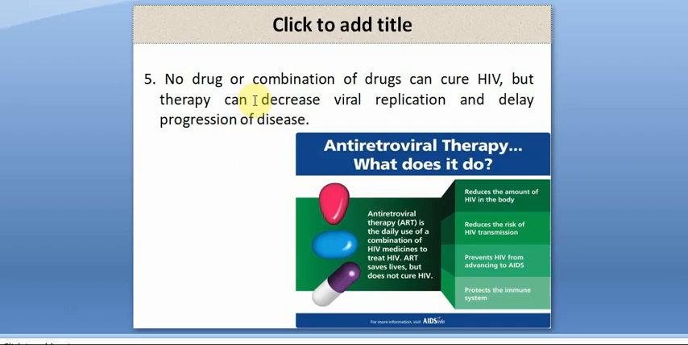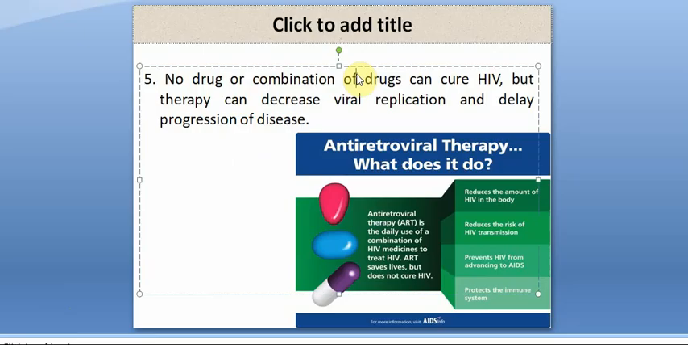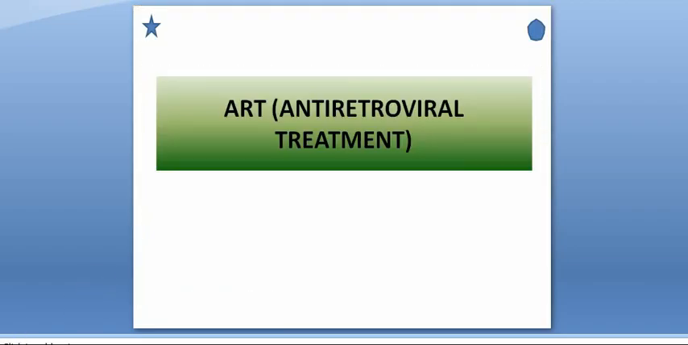Next, no drug or combination of drugs will cure HIV. This point I have already stressed earlier. Till now there is no cure for HIV/AIDS. The only reason this antiretroviral therapy is given is that it will reduce the viral load, that is, it will decrease the viral replication, and it will delay the progression of the disease, that is, it will delay the clinical manifestations. So that is why we have to take the treatment for HIV/AIDS.